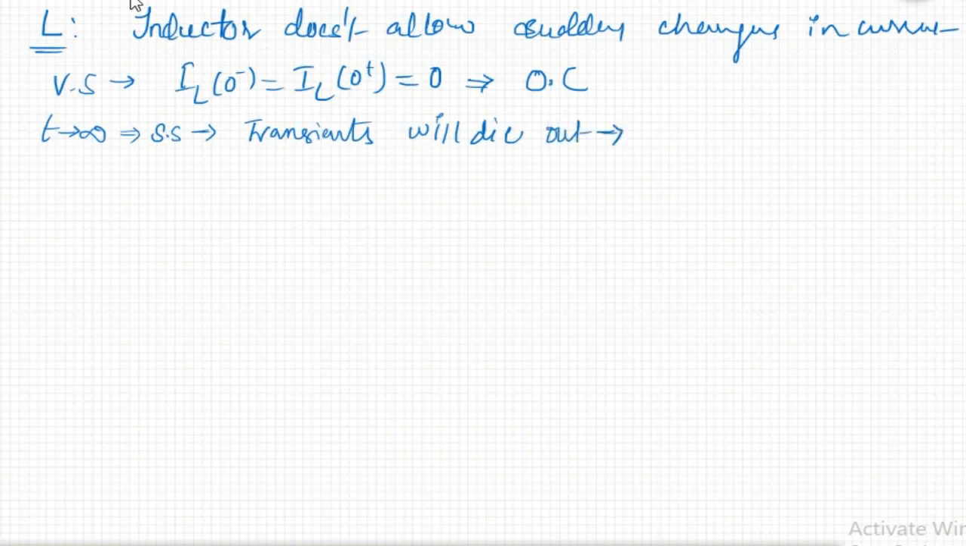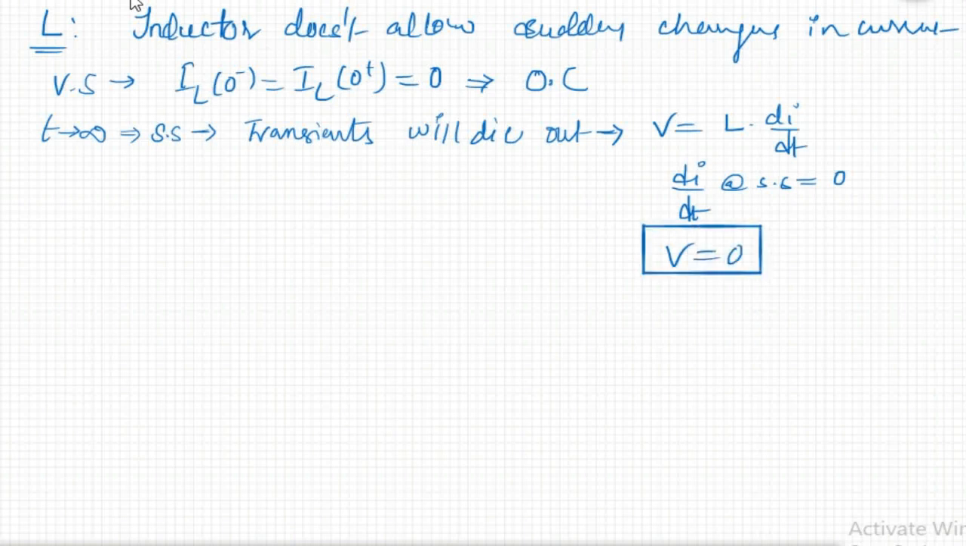That means the current through the inductor will have some value, and what is the voltage across the inductor? V is equal to L into di by dt. This di by dt, which was nonzero in the transient period, will become 0 at steady state. So V is equal to 0. So at steady state, what is the voltage across the inductor? 0 volts. That means at steady state the inductor acts as, what is voltage equal to 0 means? That is a short circuit.